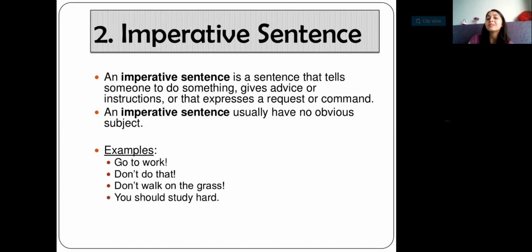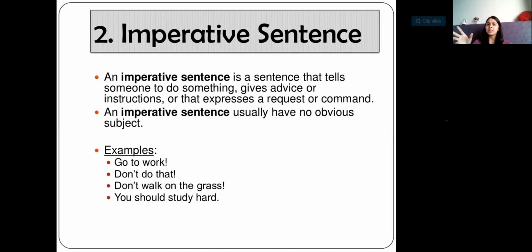Okay, let's go to imperative sentences now. An imperative sentence is a sentence that tells someone to do something. All right, it gives advice, an instruction, an order, or it expresses a command or a request. An imperative sentence usually has no obvious subject. So an imperative sentence does not have to have a proper subject. You don't have to say Ria, or a proper name of a person or a place or a thing. It does not have to have any nouns or subjects to it.